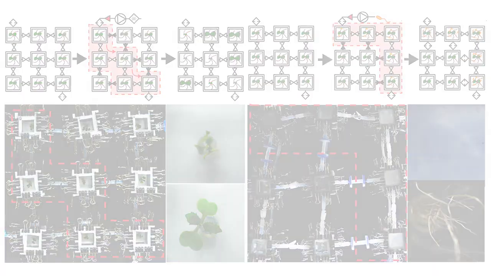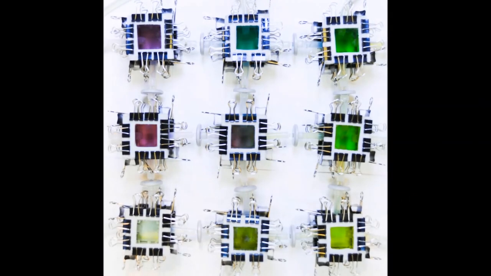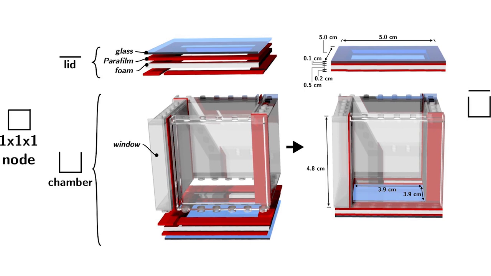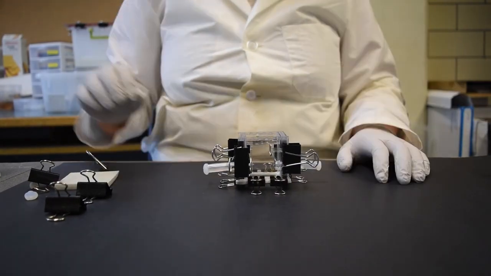So we started playing with this idea of using Legos as the first step in building these habitats that would be modular, scalable to different plant sizes, and easily modifiable. You can take your habitats apart and reassemble them in a different way to run a different experiment.